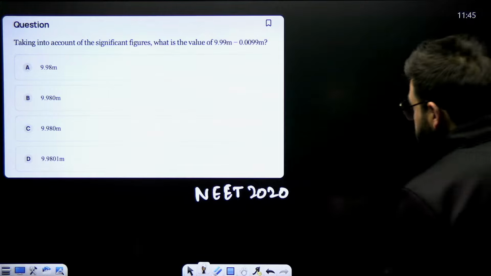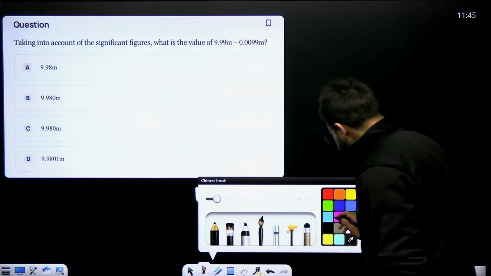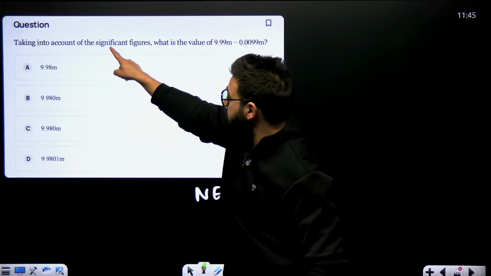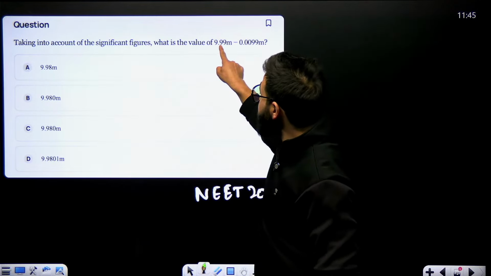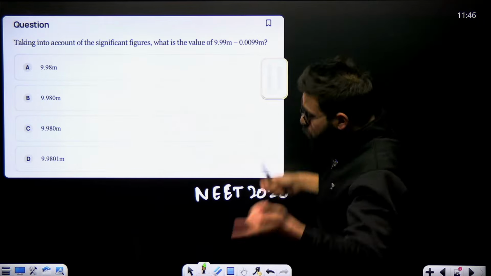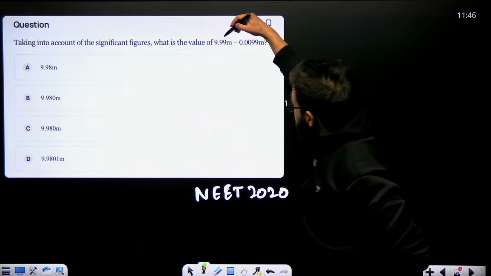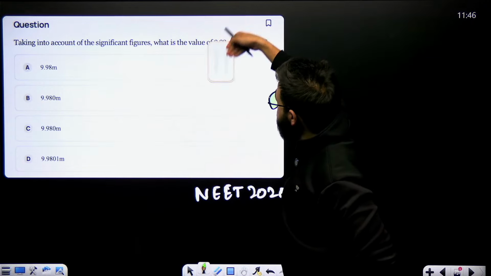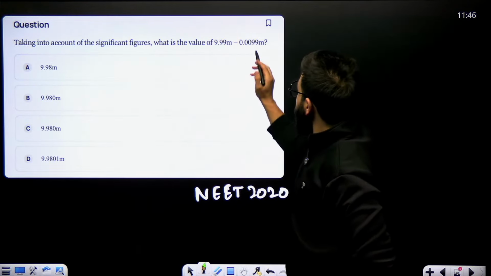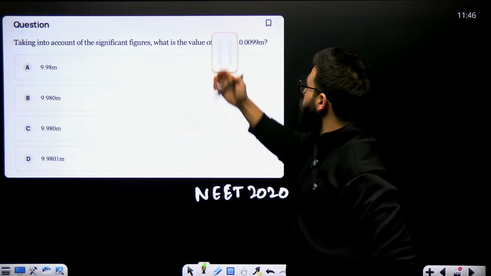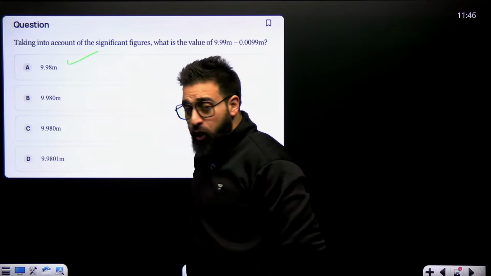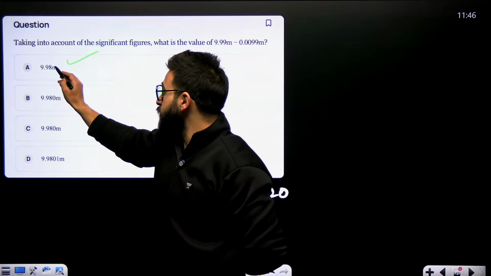See, when it comes to the addition and subtraction of significant figures, what is the value of this minus this? Whatever the answer is, it should be in the minimum decimal place. In this case, how many digits are after the decimal? There are 2, here 9 and 9. Here how many? 1, 2, 3, 4. There are 4. So in this particular case, which option is correct? Sir, option A. Because here after the decimal, you have got 2.